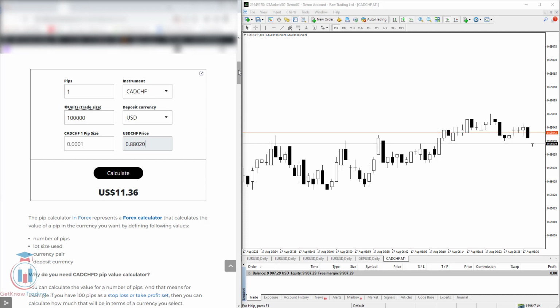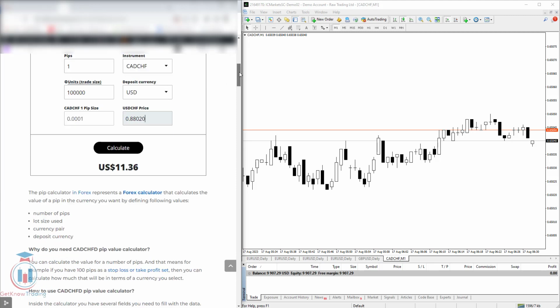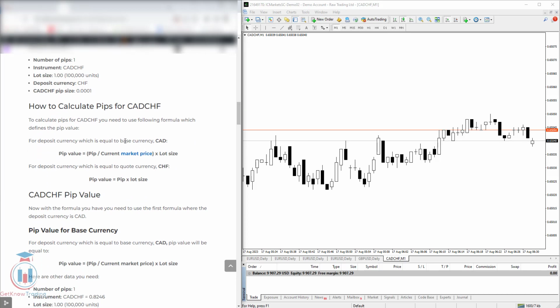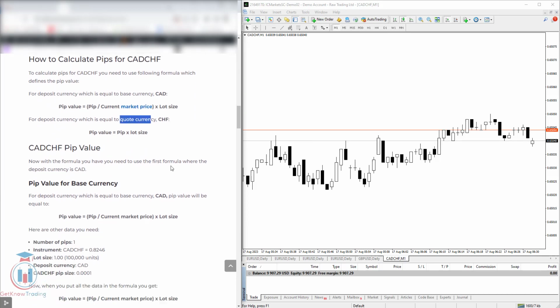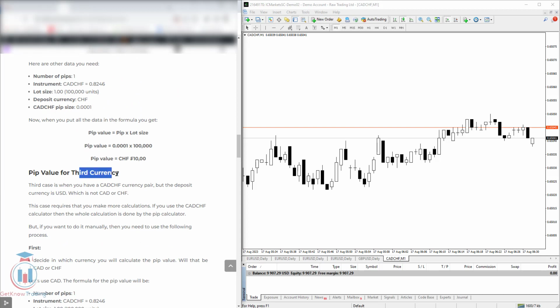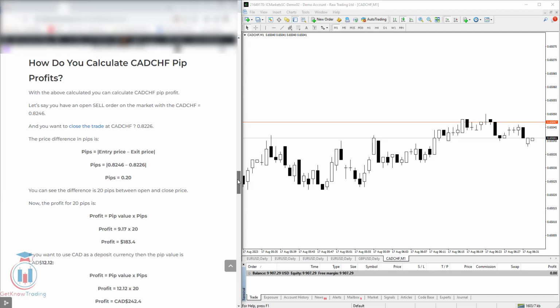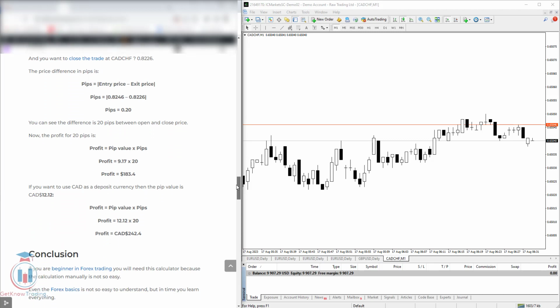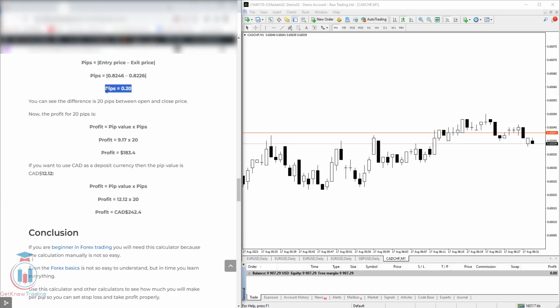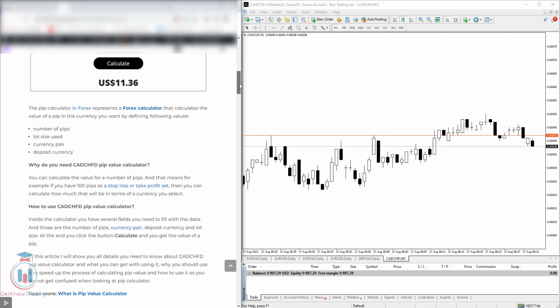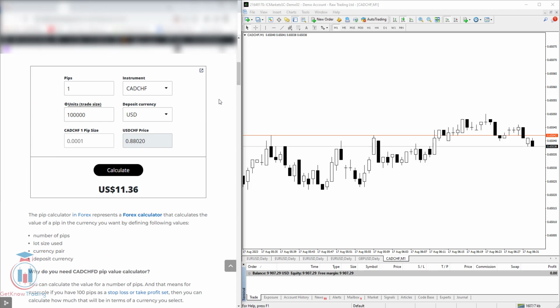How to make this calculation for the third currency, which is not inside the instrument, you can go to the article here and you will see how to make the pip value calculation for the base currency, for the quote currency, and also for the third currency, which is not any of these. For example, I have put US dollar. And below that, at the end, you will also have an example of how to make the calculation for a 20 pips price difference, so you can see how the calculations are made. If you do not want to use manual calculation, you can simply use this Pip value calculator.